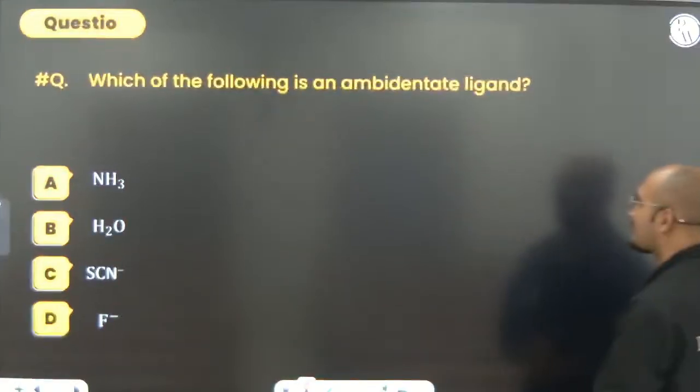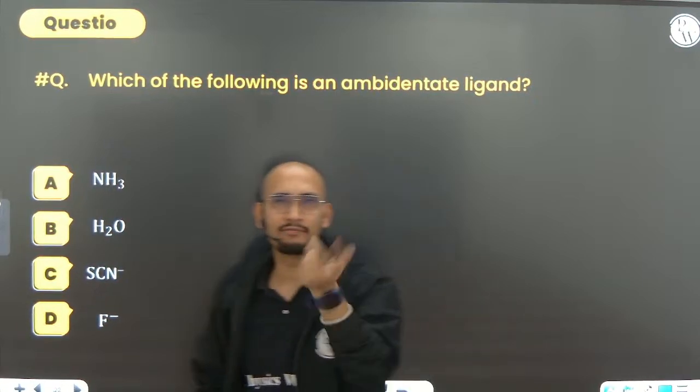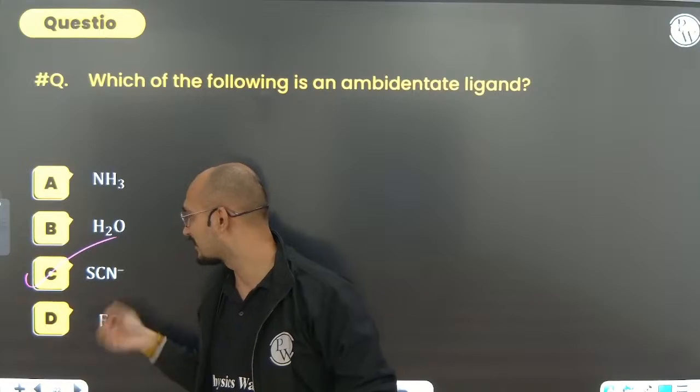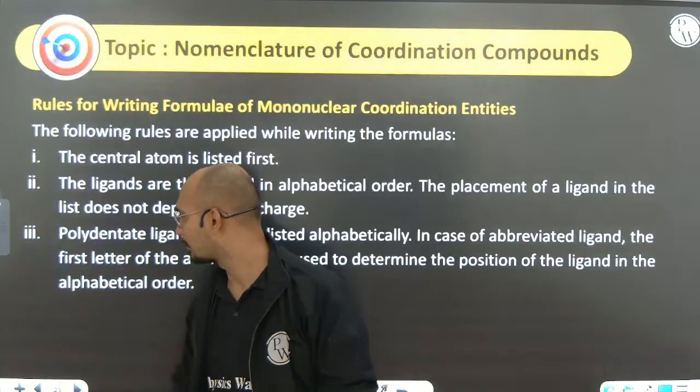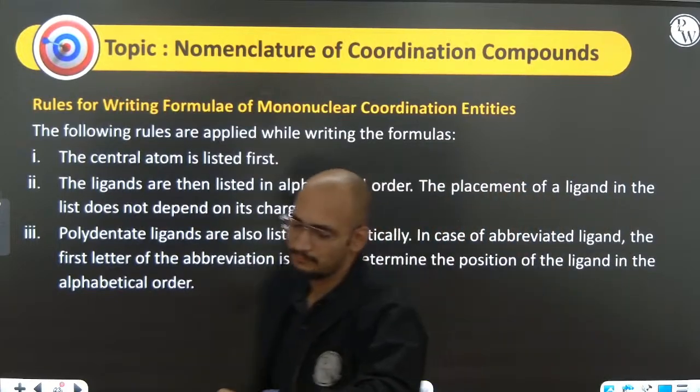Which of the following is an ambidentate ligand? Ambidentate are those which from two sides, from more than one type of different atoms, can show the denticity. So SCN through sulfur as well as through nitrogen. Next, nomenclature of the coordination compound. Very important questions come from here.